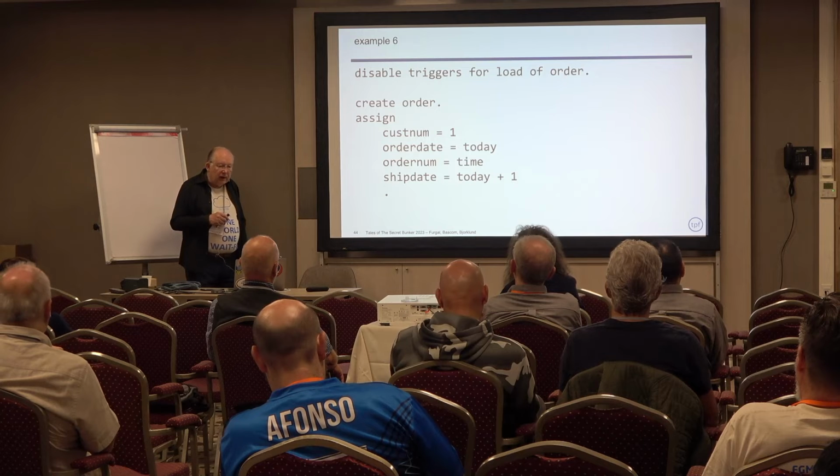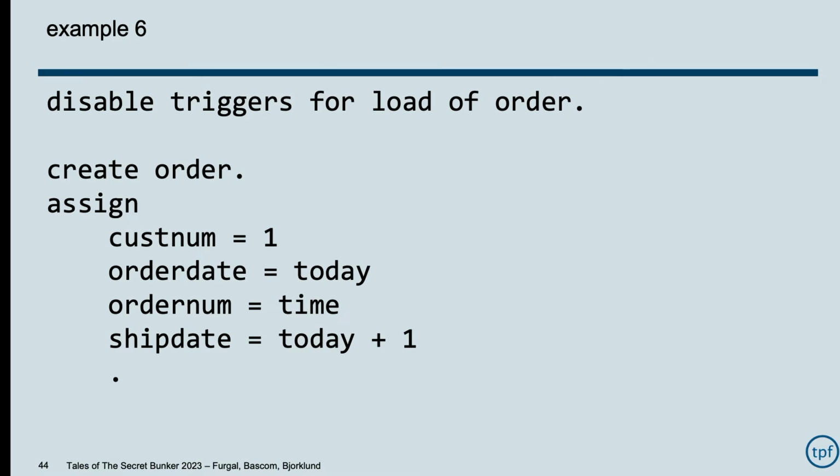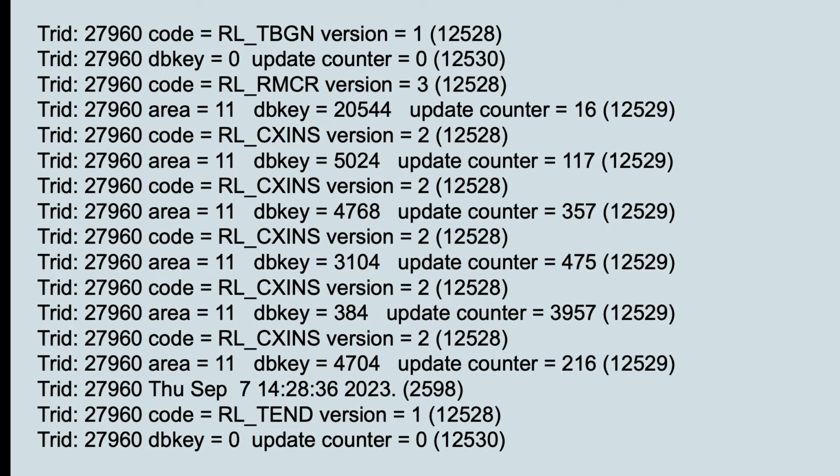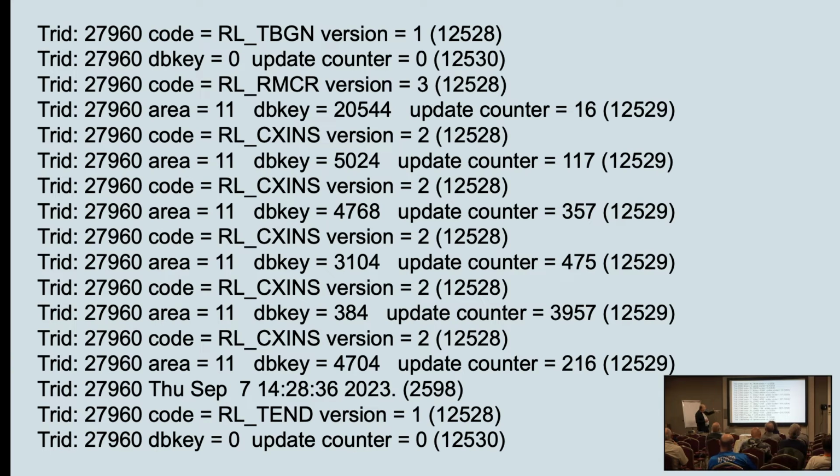Now, if we disable the triggers, and then we do the exact same thing, now you get a different result. So now the create happens after all the key fields have been set by the assign statement. So we create a record, create a bunch of index entries, and then we're done.